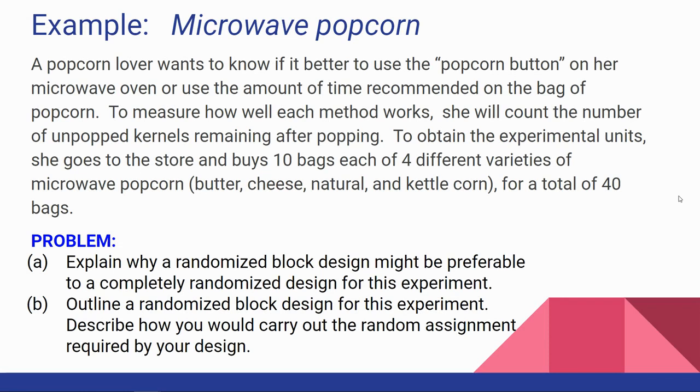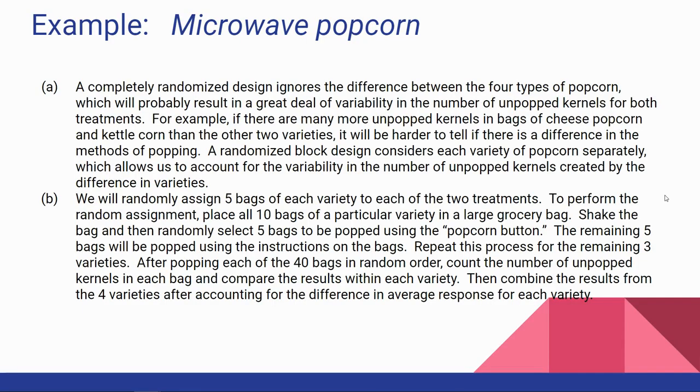So here's an example, microwave popcorn. Explain why a randomized block design might be preferable to a completely randomized design for this experiment. Outline a randomized block design for this experiment and describe how you would carry out the random assignment required by your design. So again, this is meant to give you an idea of what they're looking for in answers. I'm not going to read these out to you. You can read them yourself.